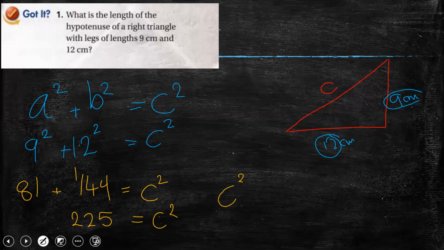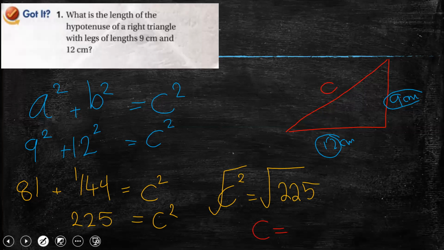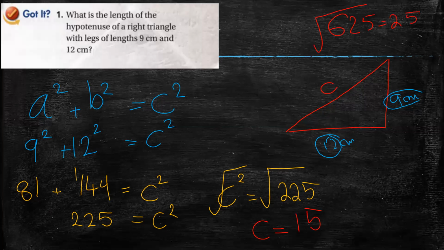So C will be the square root of 225. Now what is the square root of 225? 25. No, it is 15. 15, teacher. Yes. The square root of 625 is 25. But for 225, the square root is 15. So the length of the hypotenuse here is 15 centimeters.